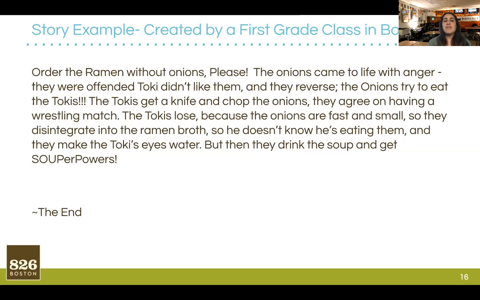They agree on having a wrestling match. The Tokis lose because the onions are fast and small. So they disintegrate into the ramen broth. So he doesn't know he's eating them. And they make the Tokis' eyes water. But then they drink the soup and get superpowers. And that is the end of this story.